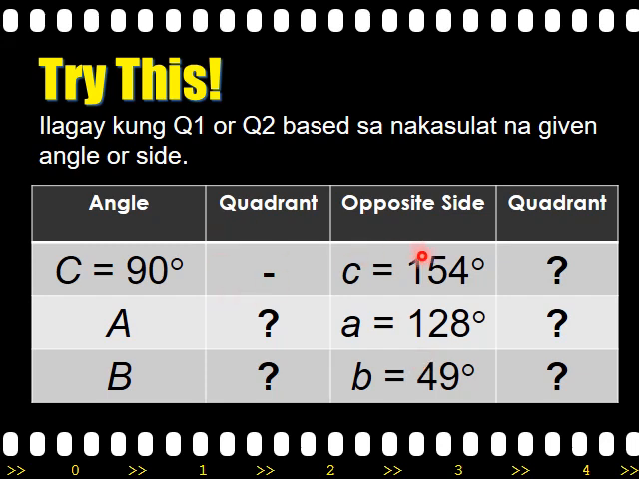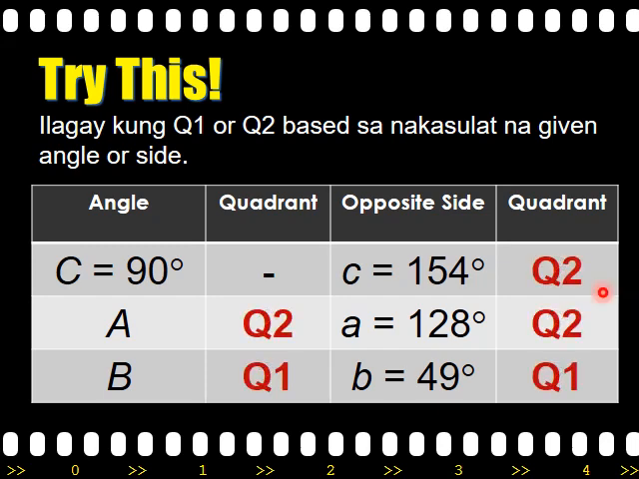Okay, so ang given natin is hypotenuse C, which is 154 degrees. So, saan quadrant makikita si angle A and B? Ganon din si side A and B. Based sa given natin na sides A and B. Side A, meron tayong 128. Sa side B, meron tayong 49 degrees. So, remember to use rule number 1 to counter-check kung tama yung sagot nyo. Okay? So, let's try to look at the answers now.